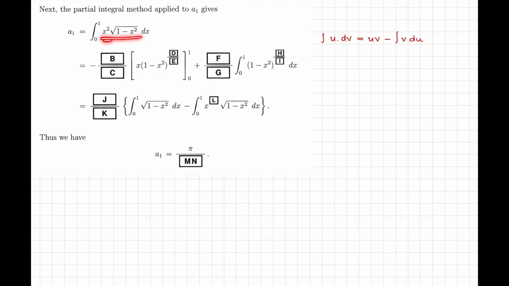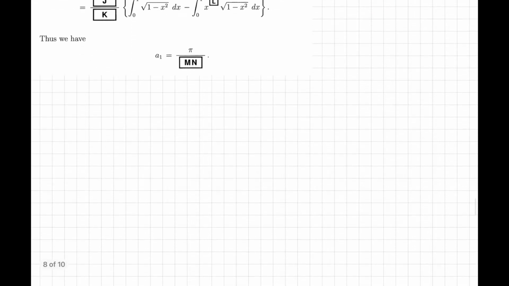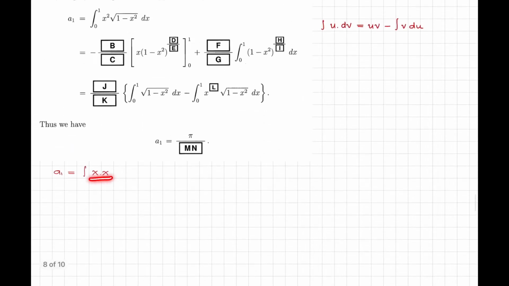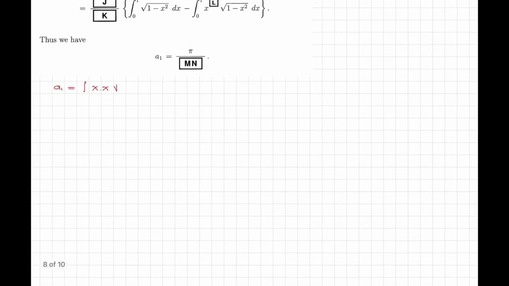First of all, I have to manipulate this integration. x squared here, I will write as x times x. So A1 is equal to the integration of x times x, and x times x is x squared, times the square root of 1 minus x squared, dx. The limit of the integral is from 0 to 1.